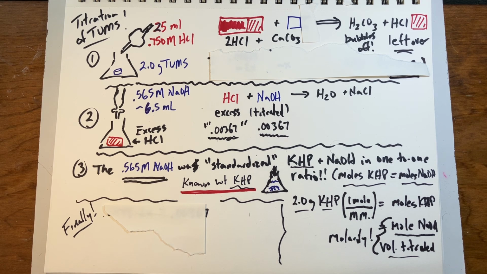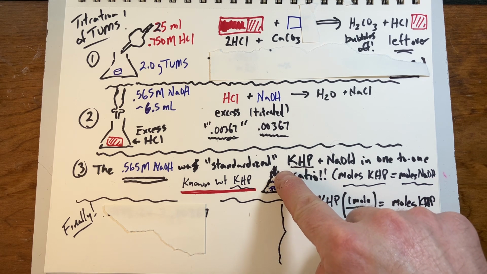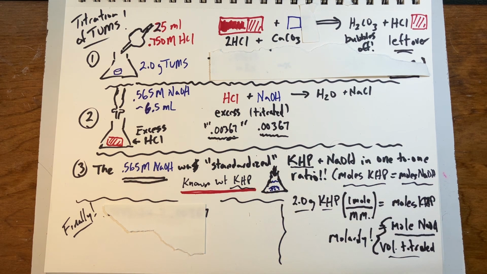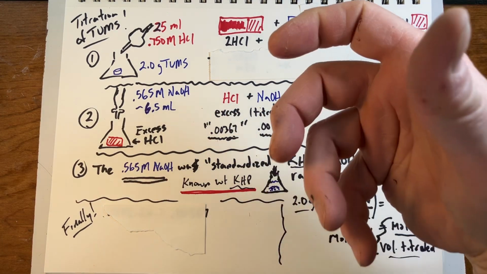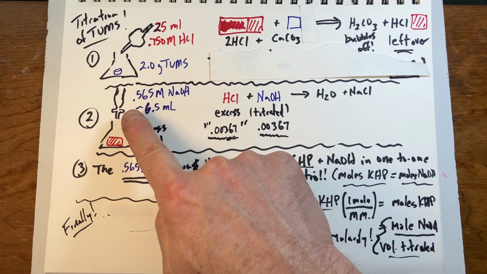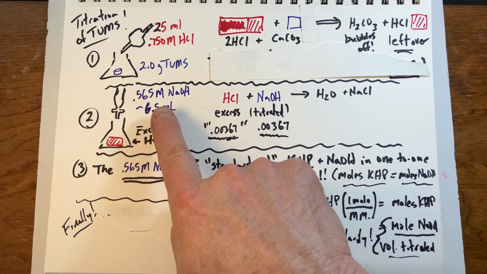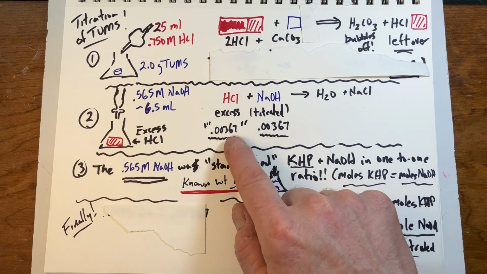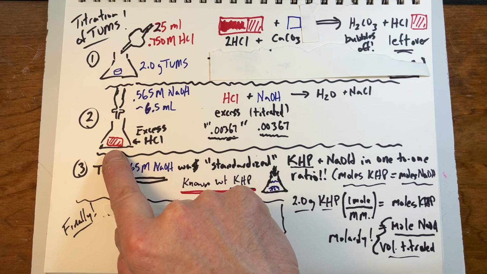The sig figs are really limited only by the sig figs in your weight, and also by the volumetric pipette or burette that you used to titrate that solution of KHP. All right. Back to this excess HCl. We've done our standardization. We know the exact molarity of the NaOH we use for titration of the excess HCl. We say it's 6.5 mL, and we multiply those two. We got this value, and that is equal to the excess HCl.